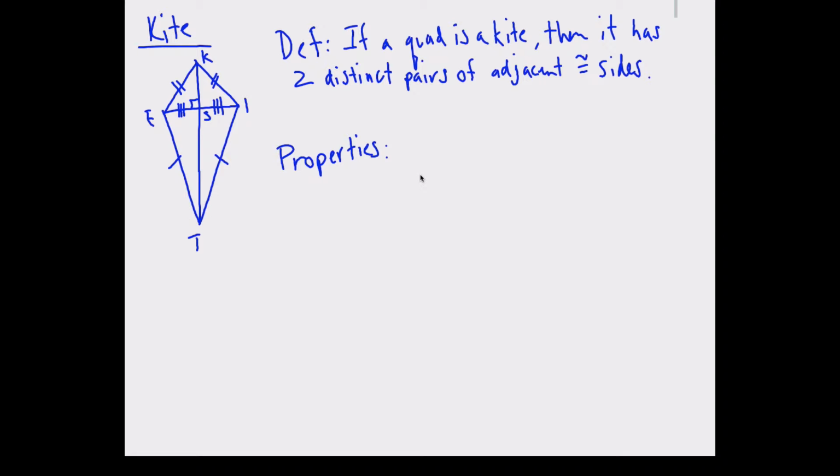Let me give you another term here. We're going to call two of those points ends. Okay, so the ends of a kite are the vertices between the congruent sides. So which two vertices are our ends? K and T. Good, K and T. So K and T are the ends.